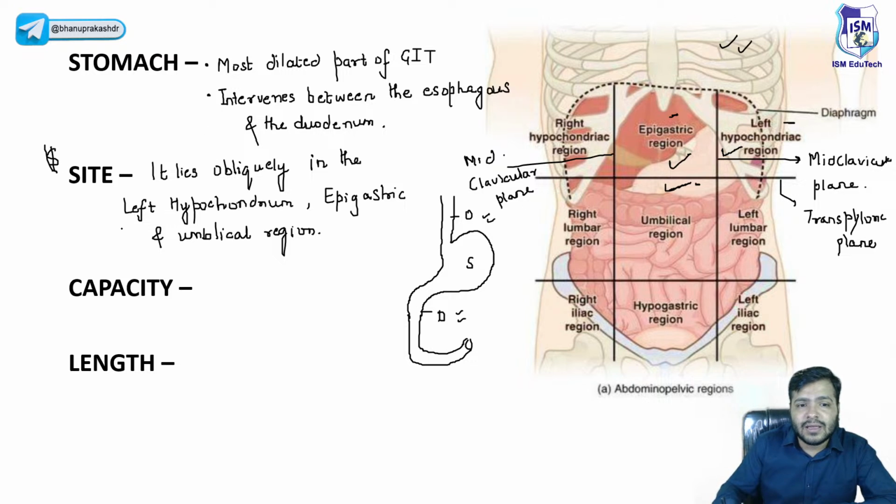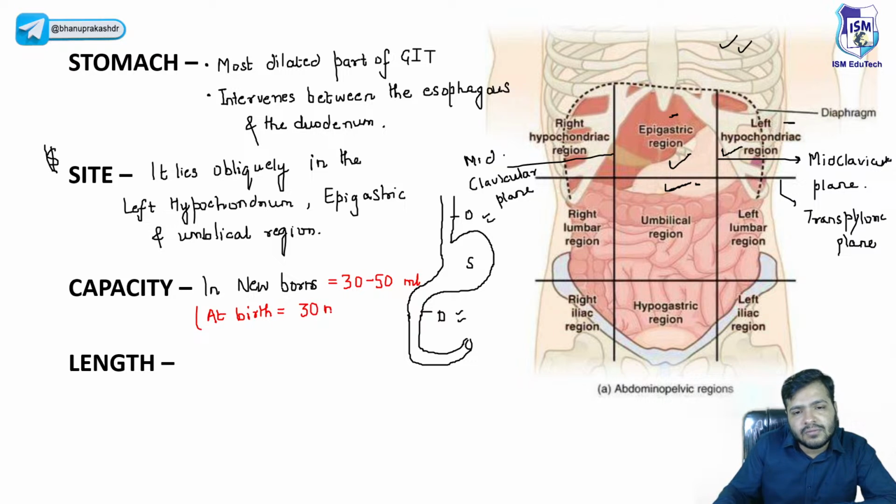Now, when we talk about the capacity of the stomach in newborns, you should remember that it is between 30 to 50 ml. It is only 30 to 50 ml. Or specifically, at birth it is 30 ml capacity.